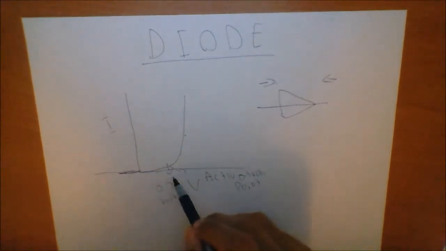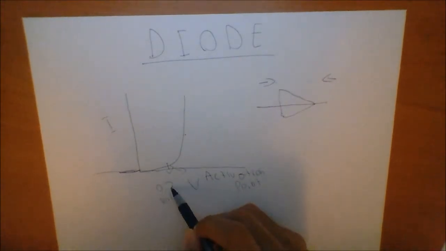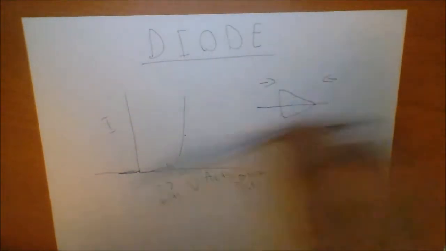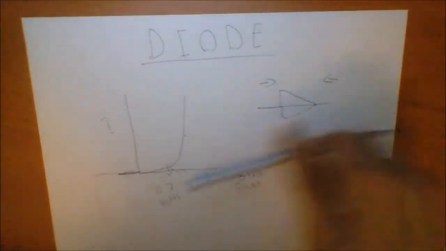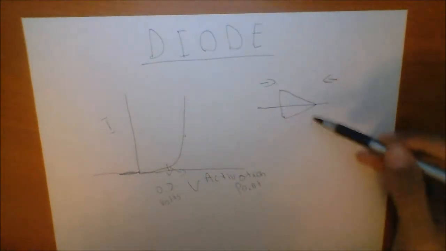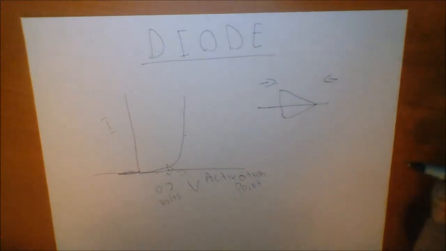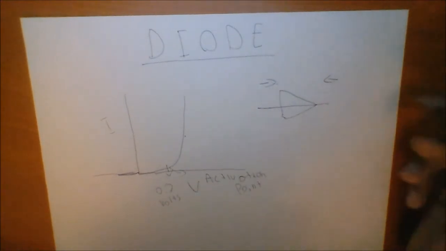Now, if I make current flow this way, now I can get the voltage to be above 0.7. Then I can put in as much current as I want going this way. See, this is how a diode can control the flow of current. Now I will show some application of the diode in modern technology.